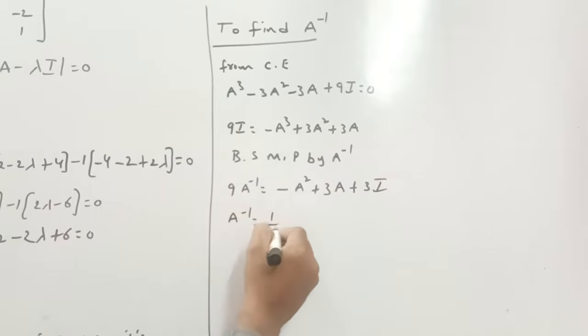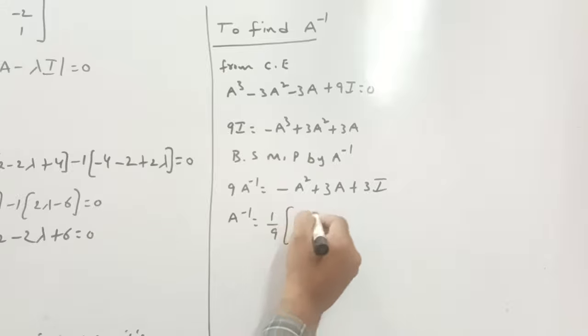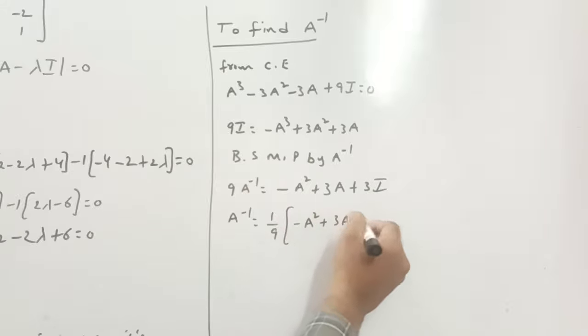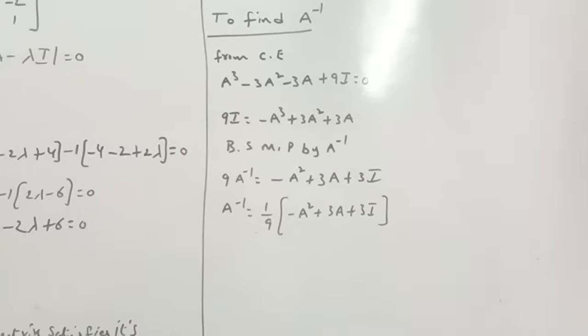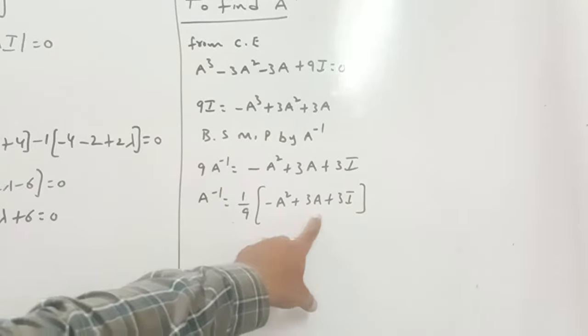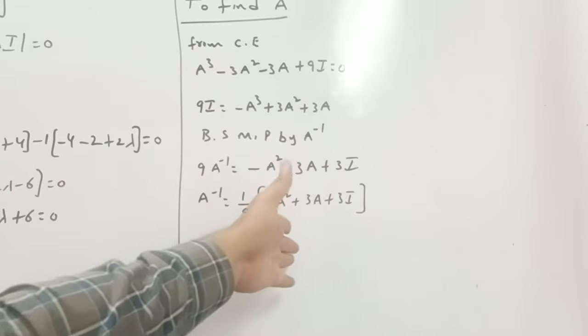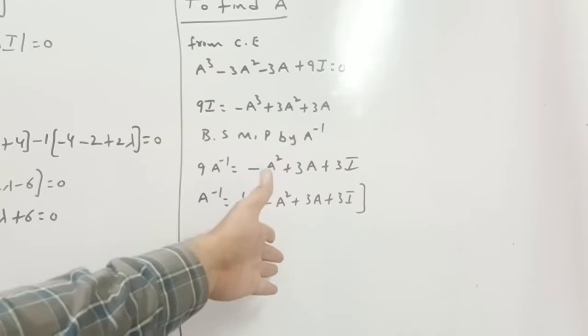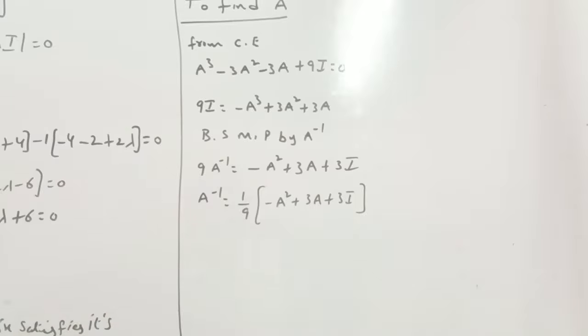So A inverse is equal to 1 by 9 times (minus A square plus 3A plus 3I). Okay, so this is the value of A inverse. Now what we have to do? Using the calculator, we have to find A square, then 3A and 3I. Correct. So what is the A square value?